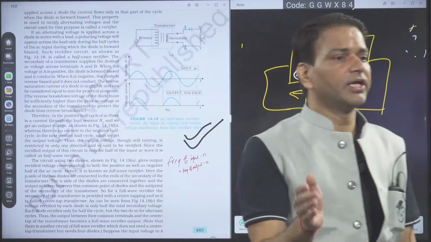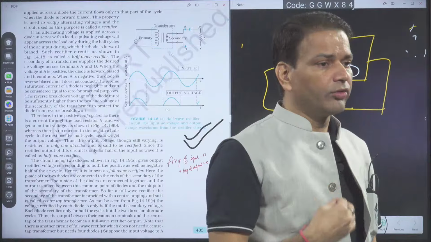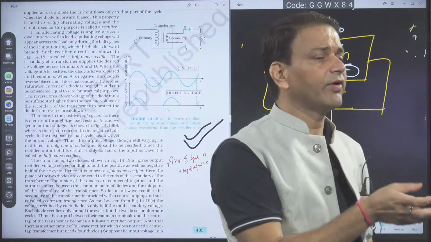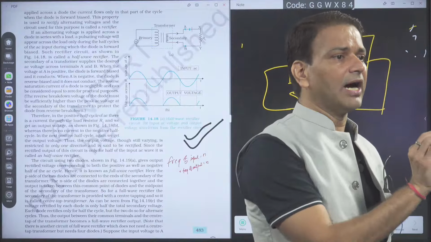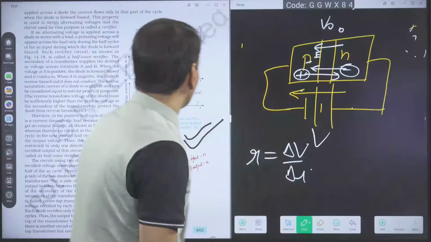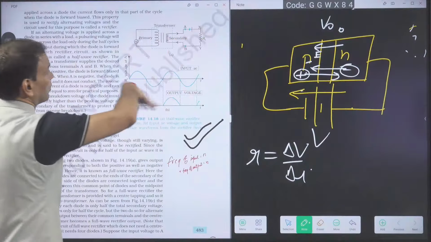Current will flow in a unidirection. So a diode we can use as a rectifier, meaning to convert the AC into the DC. Half wave rectifier means only for the half cycle we are getting the current, and for the other half cycle we are not getting the current. So here this is the diode as a rectifier.